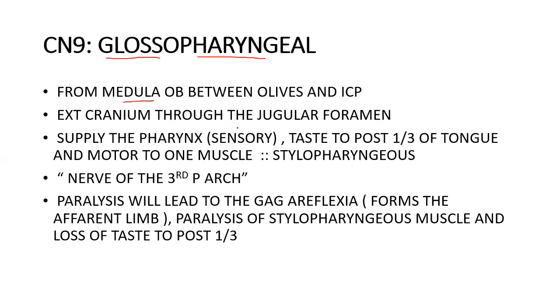So it exits the cranium through the jugular foramen, supplies the pharynx, being sensory, and supplies taste now to the posterior third. Remember the anterior third of the tongue was the facial. Now the posterior third of the tongue is the glossopharyngeal. And it's motor to one muscle, the stylopharyngeus, and is the nerve of the third pharyngeal arch in embryology. Then paralysis will lead to the loss of what we call the gag reflex, so absent gag reflex.